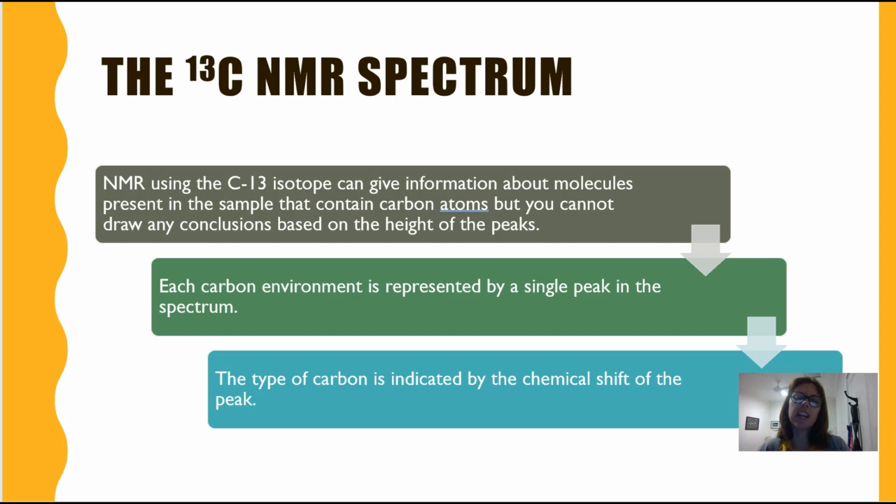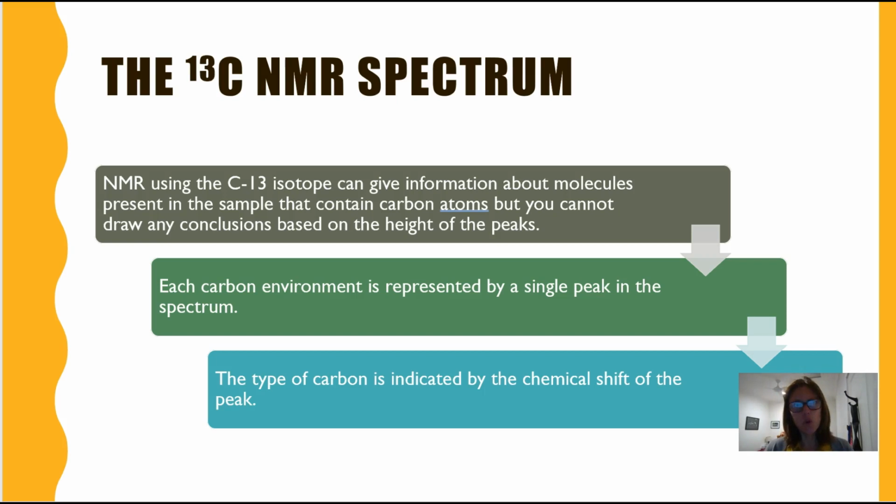So with our carbon-13 NMR spectrum, we use that isotope. If we think about carbon-12, carbon-12 is the most abundant. Carbon-13 is only about 1% in abundance. So it's not that common, and it's going to take a long time to produce the spectra, because there's not a lot of it there. It's not going to provide us the detail that the proton NMR does. But using this isotope can give us information about the molecules in the sample that contain carbon atoms. But the height of the peak is of no use to us, unlike in the hydrogen.